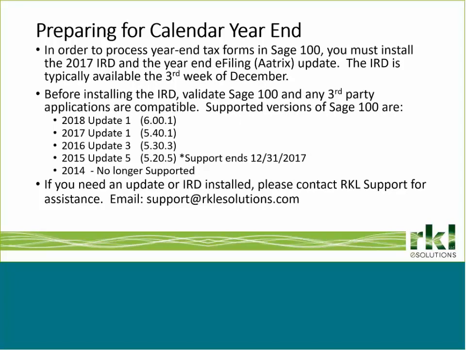All right, preparing for your calendar year end. In order to process the year end tax forms, which would be the 1099s and the W-2s, you must install a 2017 IRD and the year-end e-filing update. The IRD is typically available the third week of December, and that comes from Sage, and that update is going to have tax form changes in it. If you don't receive that by the end of next week, you can let us know and we can contact Sage and find out if that's been released yet, but it's due to be released maybe December 20th, 21st, somewhere around there.